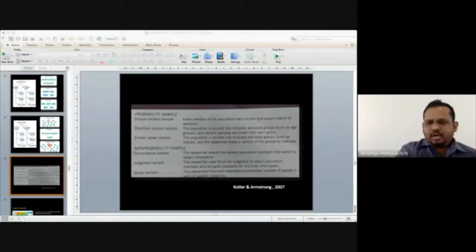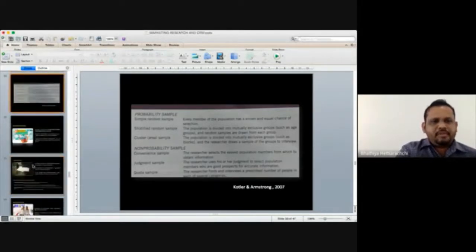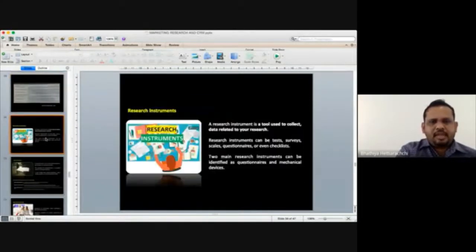Right, so let's try to move forward. I'm trying to finish the research topic today. The next one is research instruments. So now we have discussed three things. First, we discussed research approach. Under research approach, we talked about observational research, experimental research, and survey research. Second, we talked about contact methods. And third, we talked about sampling. Now fourth is research instruments.